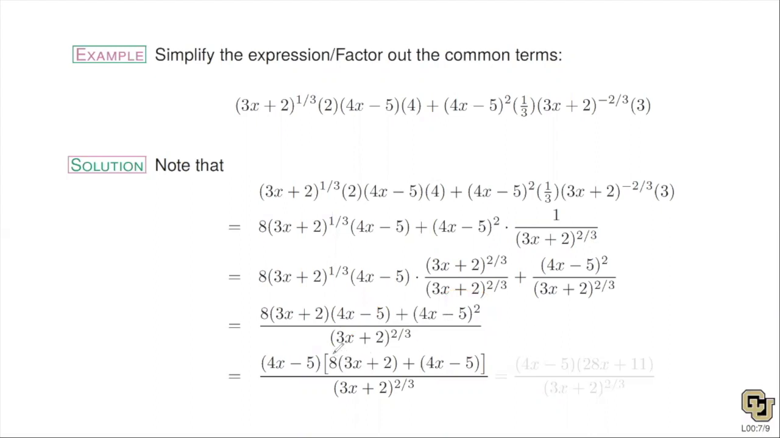So finally, let's clean it up. 8 times 3 is 24. 8 times 2 is 16. So sorry, 8 times 3x here is 24x plus 4x is 28x. 8 times 2 is 16 minus 5 is 11. I should have 28x plus 11 in that parentheses there. So that's our final simplified form after factoring out all the common terms and combining.